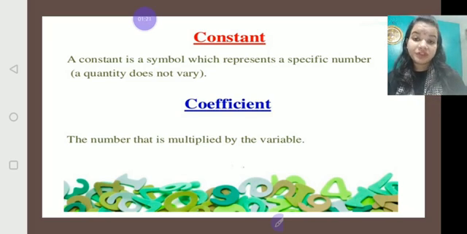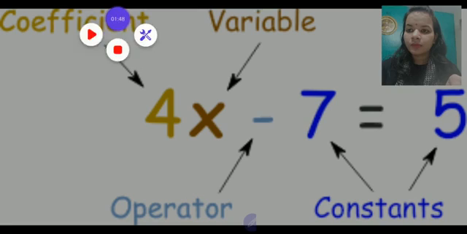And what is a coefficient? The number that is multiplied by the variable, like 2x. X is the variable here and 2 is the coefficient. 3x. X is the variable, 3 is the coefficient. 4y. So y is the variable here and 4 is your coefficient. So these are your variable, constant and coefficient.